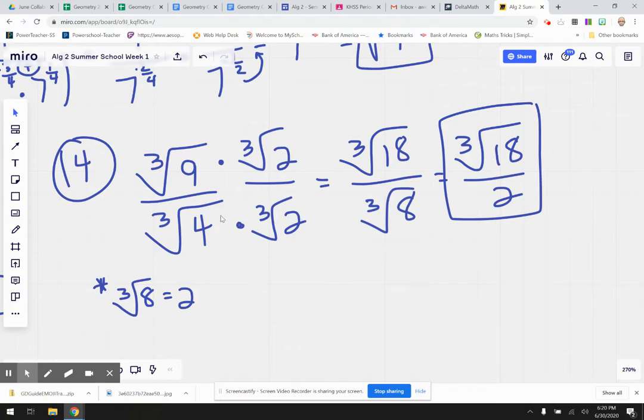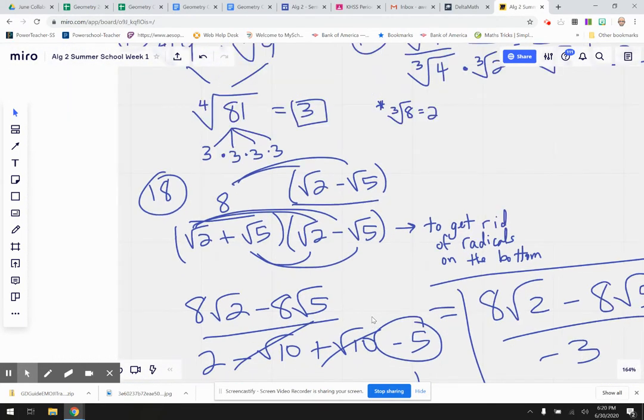Whatever you multiply the bottom by, you have to also multiply the top by to keep it an equal value. So 3rd root of 9 times the 3rd root of 2, since they're both the 3rd root, we can multiply the 9 times the 2 and get the 3rd root of 18. So your answer there is 3rd root of 18 over 2.